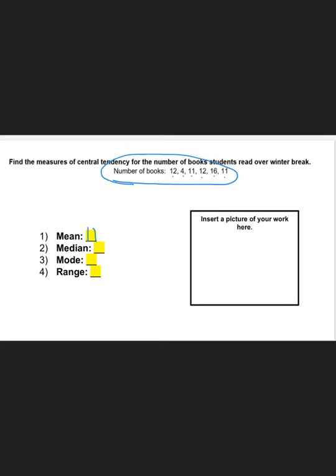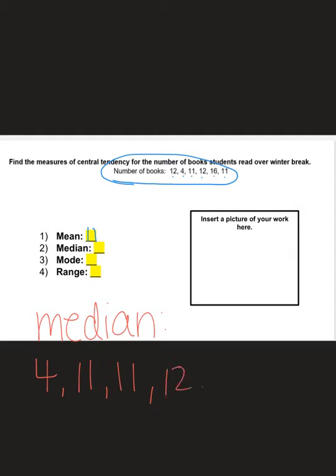Next is our median. So for median, the first step is to put the numbers in order from least to greatest. So we have 4, 11, 11, 12, 12, 16. And then after they're in order from least to greatest, we can cross them out until we get our middle number. So cross out a small, cross out a big, small, big, and we're left with 11 and 12.